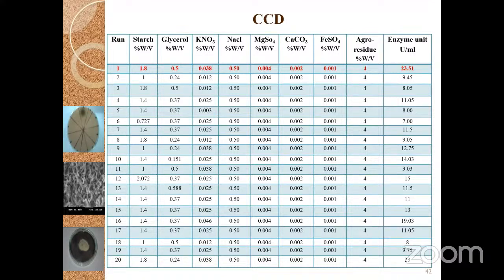And that Design Expert software gives this particular type of experimental design, which shows 20 different runs. After running that experiment in the 20 different flasks, we observed that run number 1, that is flask number 1, showed promising enzyme activity, that is 23.51 units per ml.